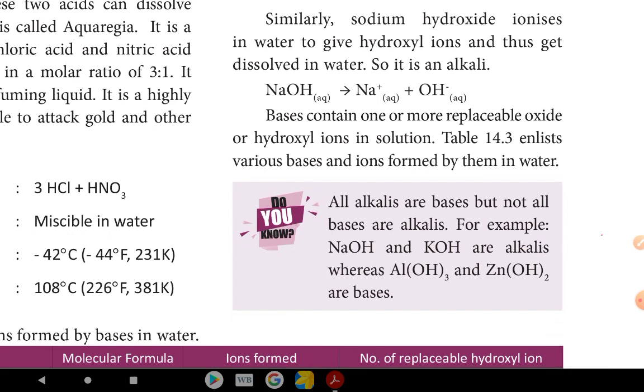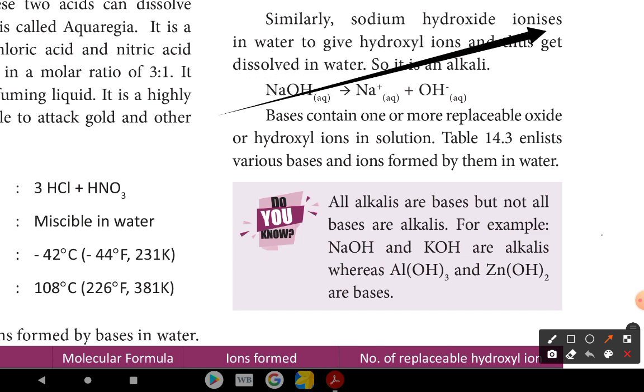See, the formula is given here, sodium hydroxide. அதோட மூலக்கூறு வாய்ப்பாடு கொடுத்திருக்காங்க பத்தியா? Sodium hydroxide ionizes in water to give hydroxyl ions and thus gets dissolved in water. So it is an alkali.